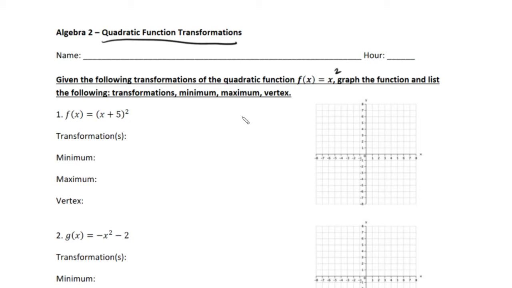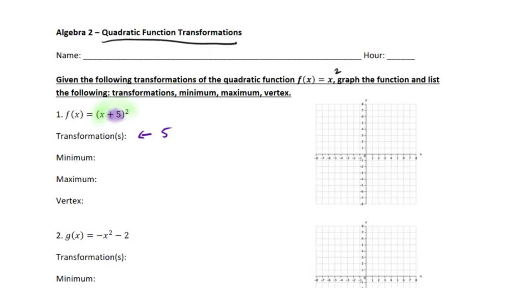The transformations are anything besides x squared. Anything besides that is a transformation. So this plus 5 here is a transformation. That is the only transformation here. And the plus 5 within the parentheses moves your graph to the left 5. So that's the only transformation.